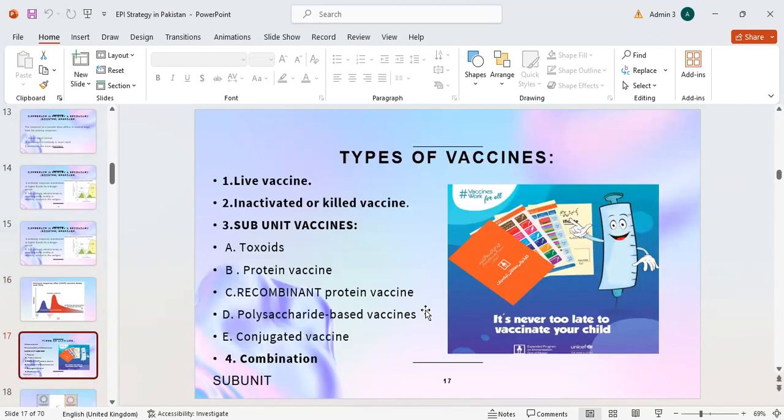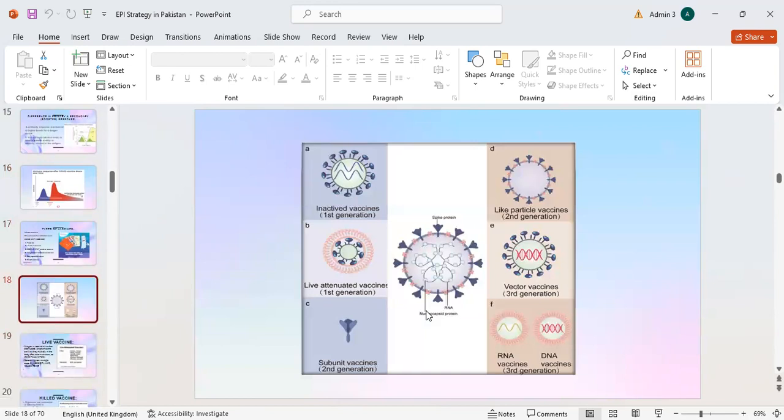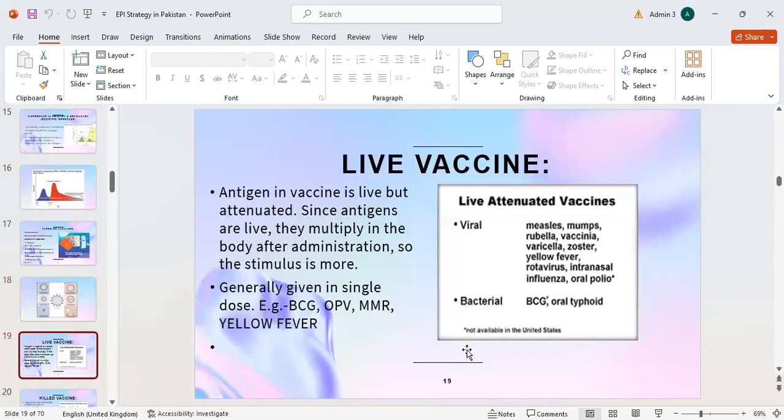Types of vaccines: live vaccines, inactivated or killed vaccines, subunit vaccines, and combination vaccines. There are three generations of vaccine. First generation includes inactivated vaccine and live attenuated vaccines. Second generation includes subunit vaccine and live particle vaccine. Third generation includes vector vaccine, RNA vaccine, and DNA vaccine.